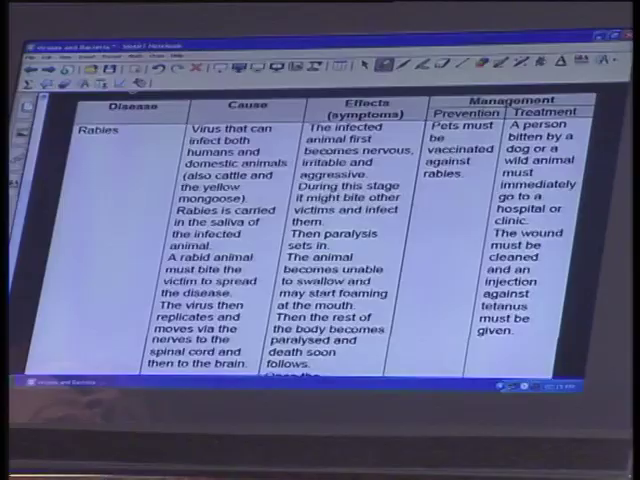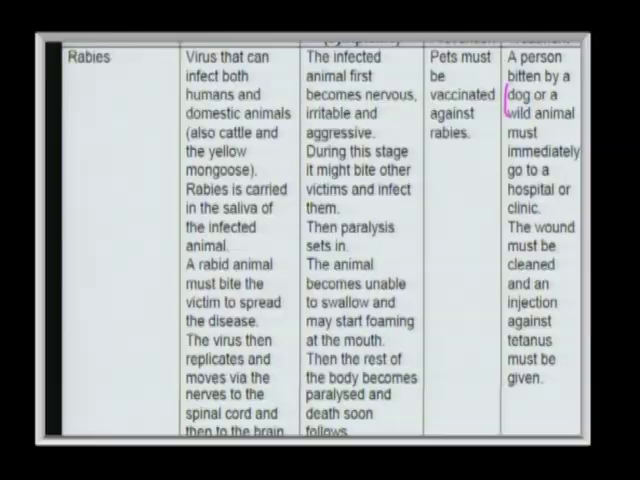Any time that you are bitten by a dog or a wild animal, you must immediately go to a hospital or a clinic. In many cases, you do not know whether the animal has rabies or not, so it is always best to take precautions. At the hospital or clinic, the wound will be cleaned and you will be given an anti-tetanus injection, which will hopefully prevent any kind of infection continuing through your body.